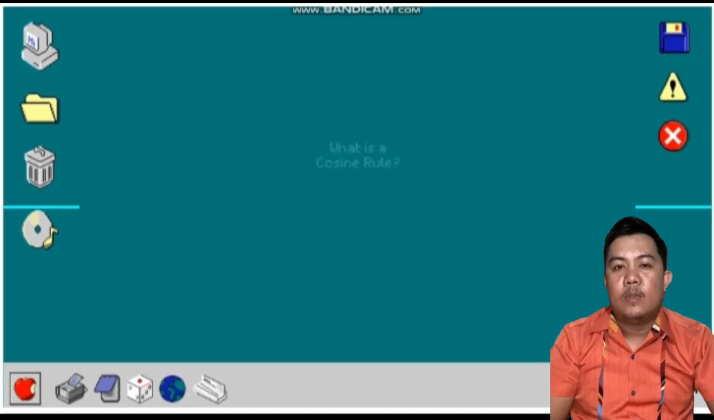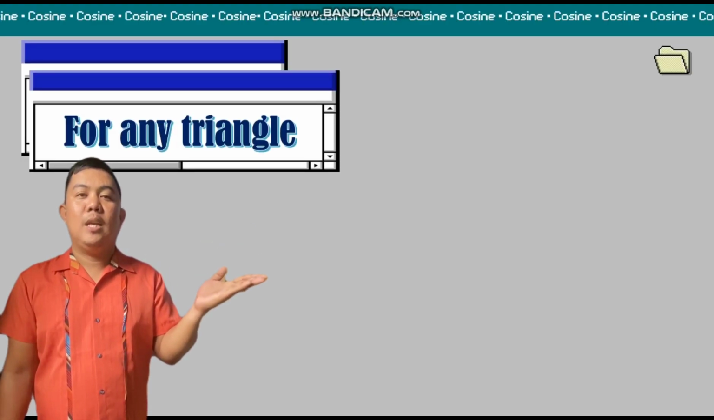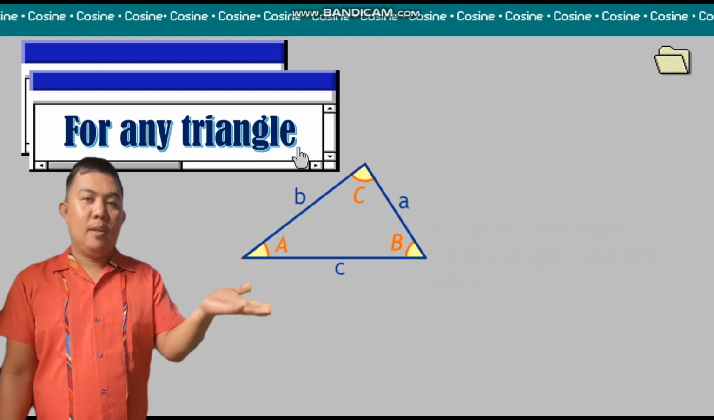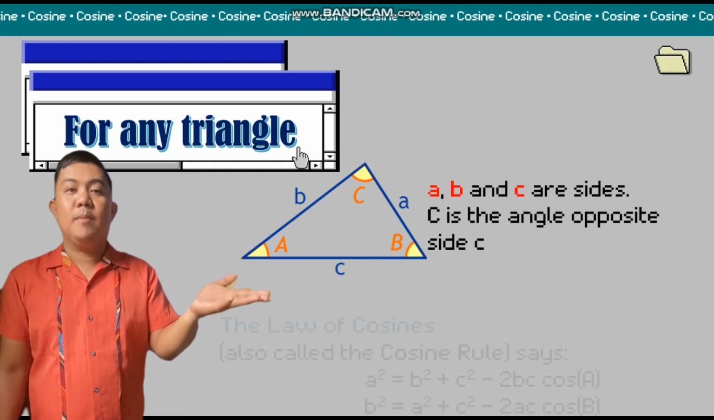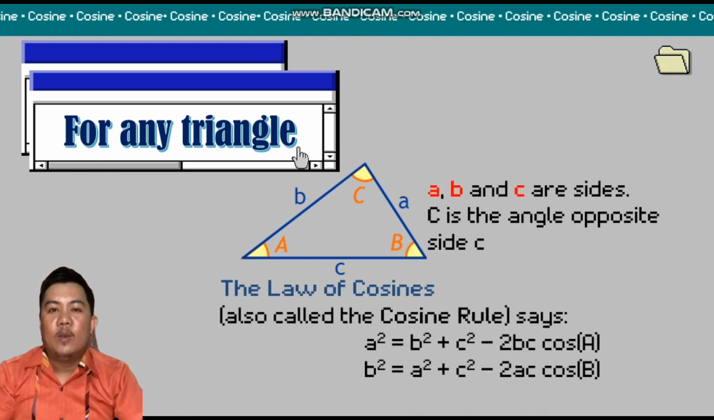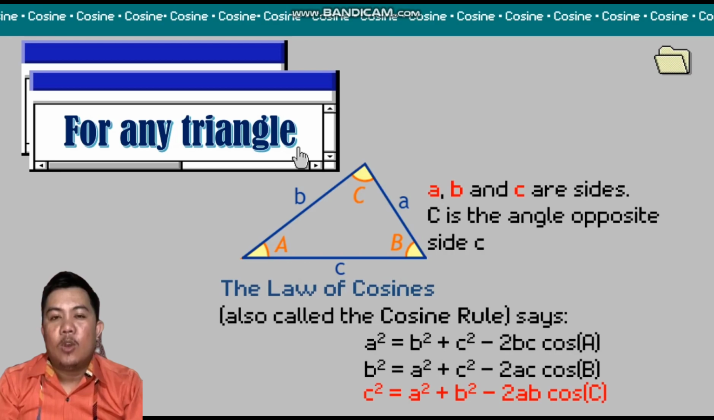Now, let us know what is cosine law of non-right triangle. For any triangle, A, B, and C are sides. C is the angle opposite side C. The law of cosines, also called the cosine rule, says A squared is equal to B squared plus C squared minus 2BC cos A. B squared equals A squared plus C squared minus 2AC cos B. C squared equals A squared plus B squared minus 2AB cos C. These are the formulas we use to solve the oblique triangle in law of cosine.